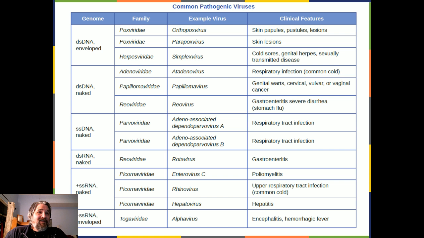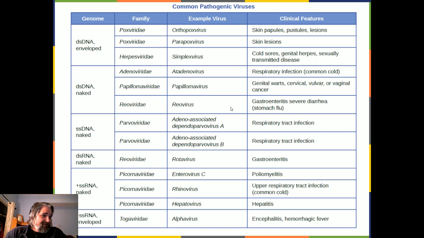Some common viruses that it's good to know some of these things about. Here we're still using family names with examples of viruses, but we're looking at the character of the genome, whether it's enveloped or naked, or plus single-stranded RNA, so that can be directly translated into proteins. As examples here, we have the herpesviridae family, including the simplex virus, the herpes viruses, which is super common. And we have the papillomaviridae. If it's a family, the suffix is viridae. And if it's a specific example of a virus, the suffix is virus. That's pretty straightforward.